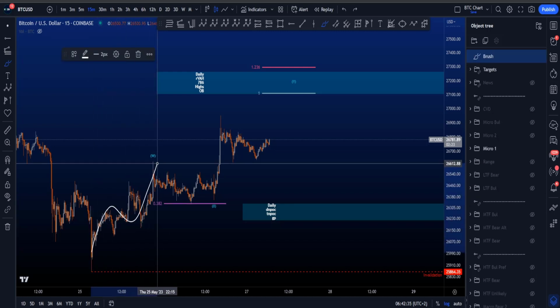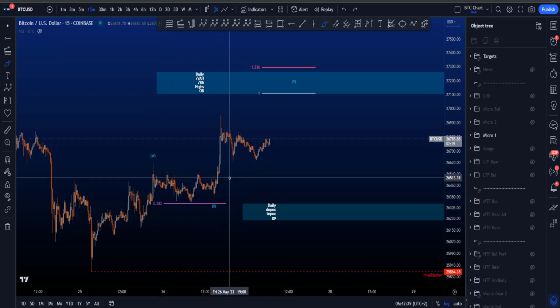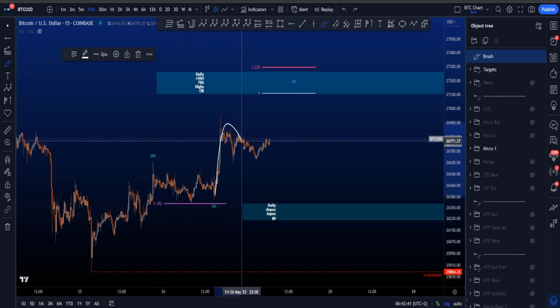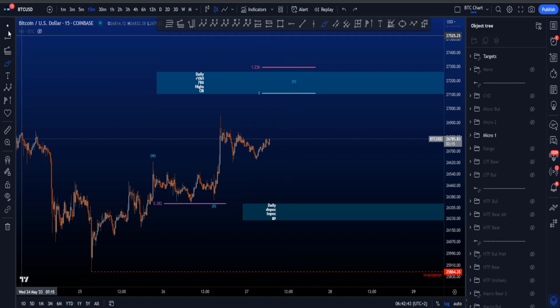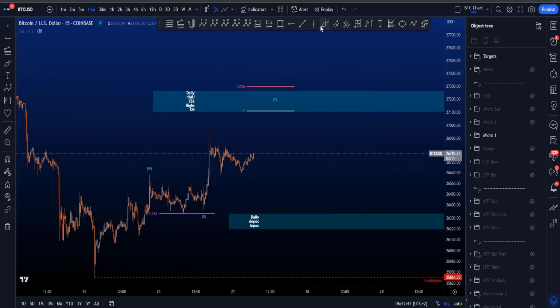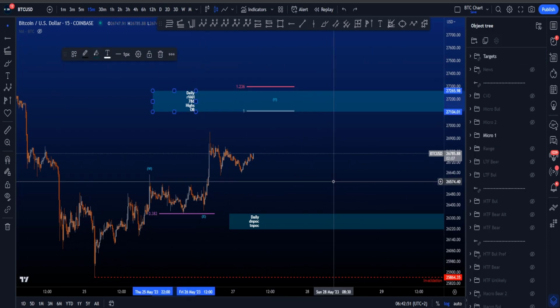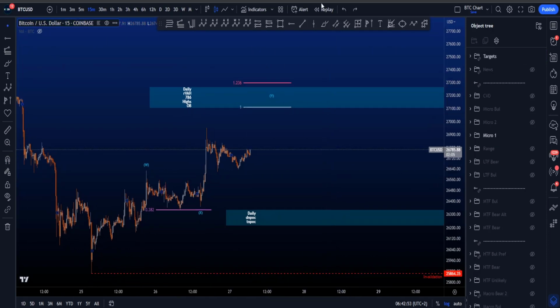So we have then a 3-wave structure in W, then a 3-wave corrective structure in wave X, and then we're looking for another zigzag structure, a 5-3-5 structure in then a wave Y. And you can see that the target area for wave Y is in confluence with the target box that we have up here between 27.1k and 27.3k. So that is actually very, very interesting, very nice.